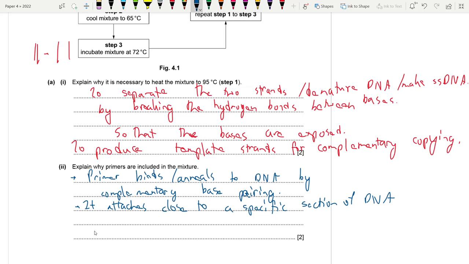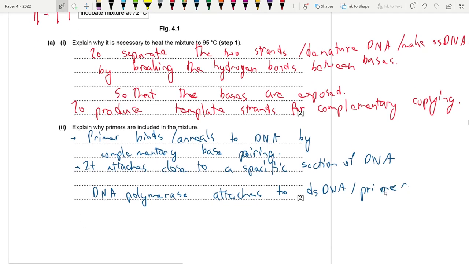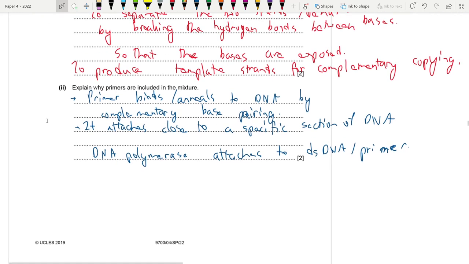Why was this done? Mainly so that DNA polymerase attaches to double-stranded DNA, right? It doesn't bind to single-strand DNA. For the active site, the complementary shape is actually double-stranded DNA. So there's an alternate point. You could also refer to forward and reverse primers.